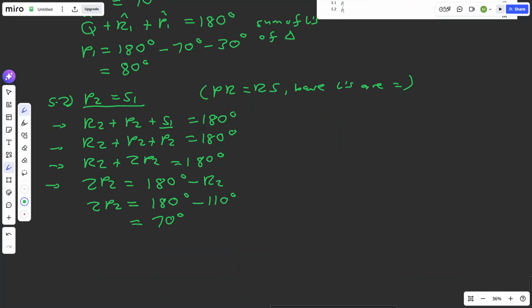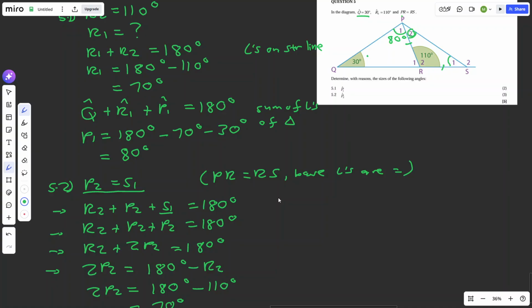So now what is P2? P2 is equal to 70 degrees divided by 2, which is 35. So now we can label that here. This here is 35 degrees. Same applies with S1. And that is basically it. We took a step-by-step approach. We annotated on our diagram to get a sense of what is expected. And that is basically it.